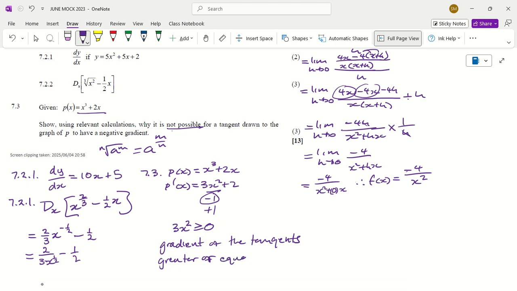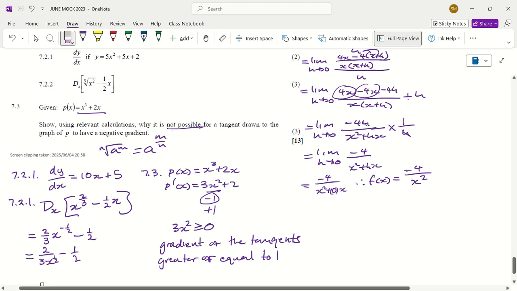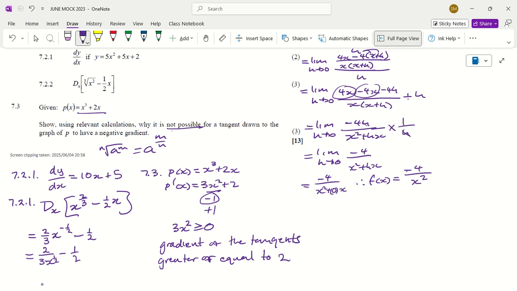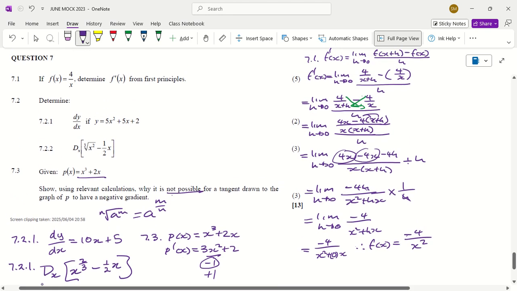Or equal to 2, because the smallest value we can substitute here is negative infinity, but we are going to have a positive number multiplied by 3. But if you substitute 0, that's the minimum we can substitute. Then the gradient will be equal to 2, meaning the gradient of the tangents to the function will always be greater or equal to 2. So that's a very simple question to answer, and that brings us to a conclusion of question 7.